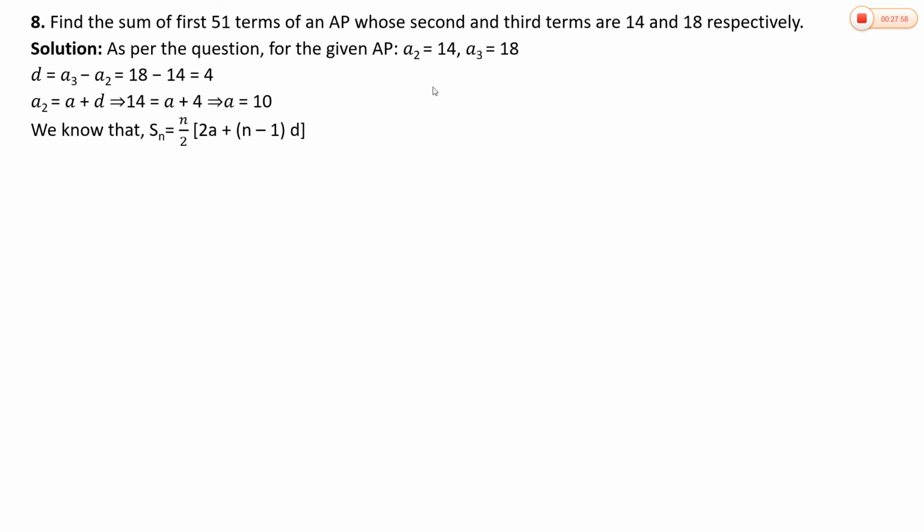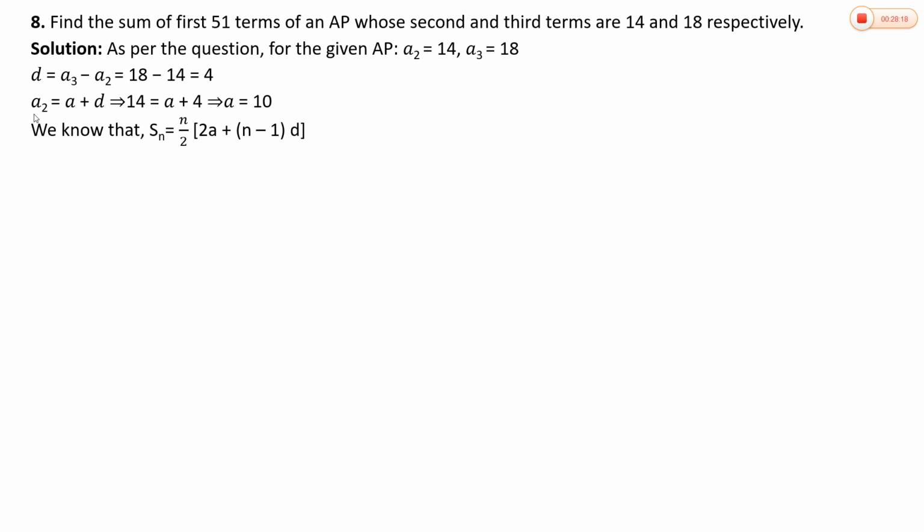You know that D is the common difference, which is the difference between two consecutive terms. Here you can find the common difference D by A3 minus A2. A3 is 18 minus A2 is 14, which is equal to 4. So you got the value of D as 4.